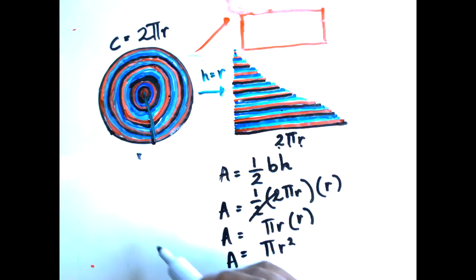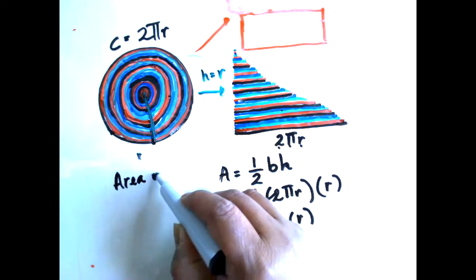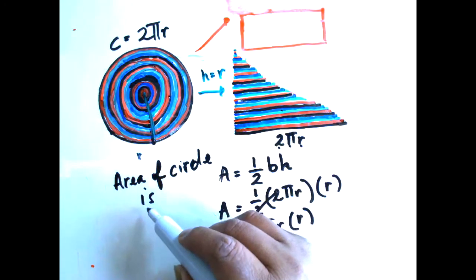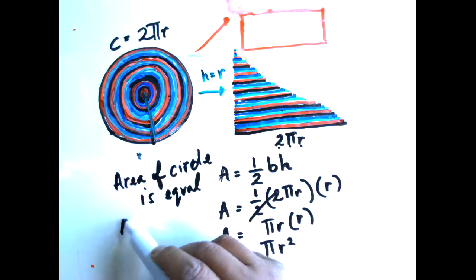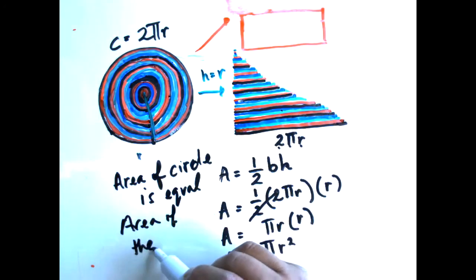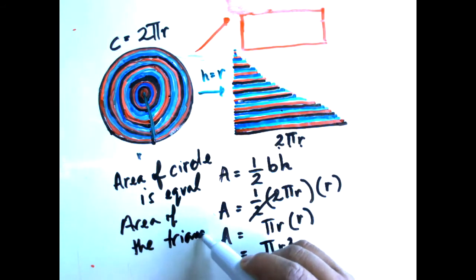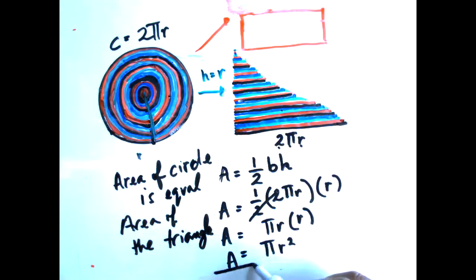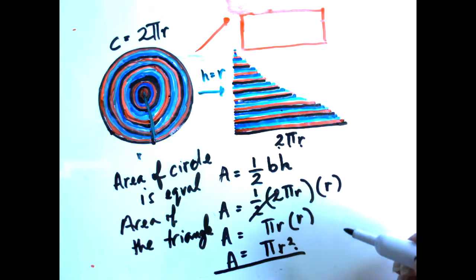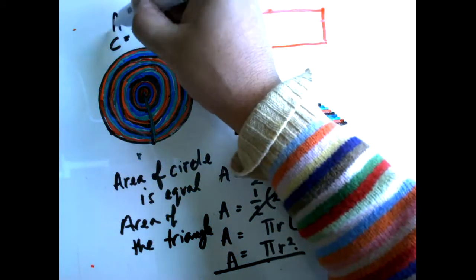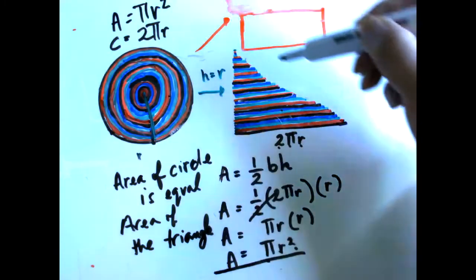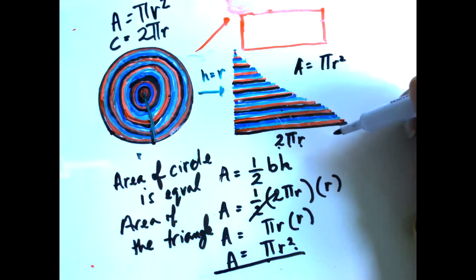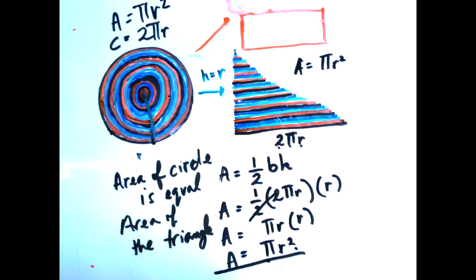So the area of the circle is equal to the area of the triangle. I hope that's really clear. So in this sense, that's why our area of the circle is pi r squared. That's really important. So here the area really is pi r squared, and that's the same area in here. Area here is pi r squared. I hope that's really, really clear.